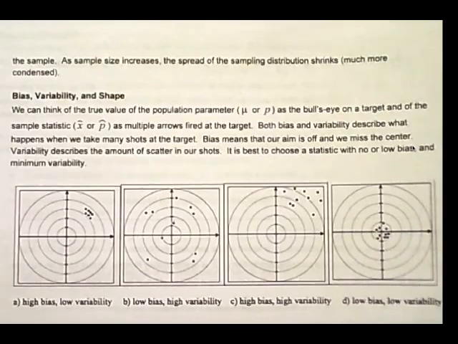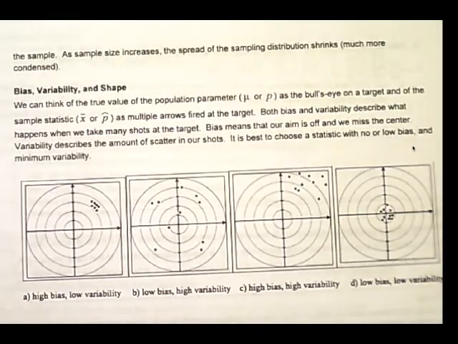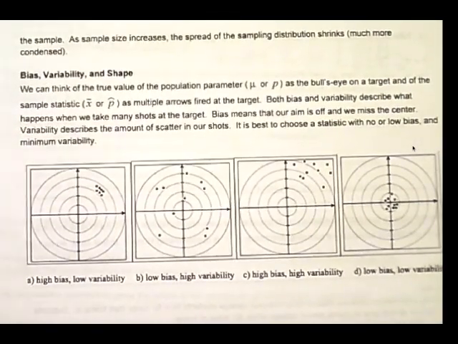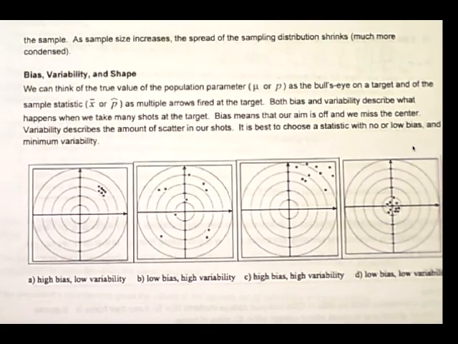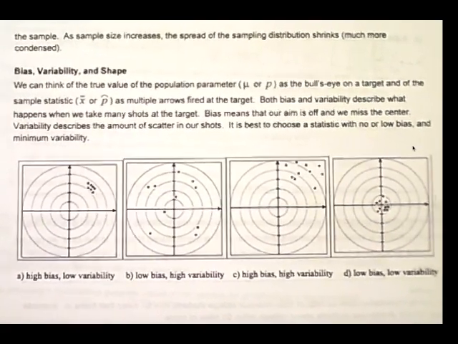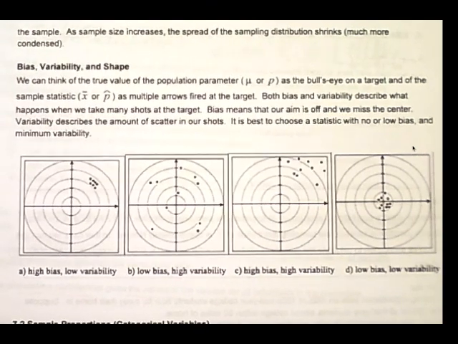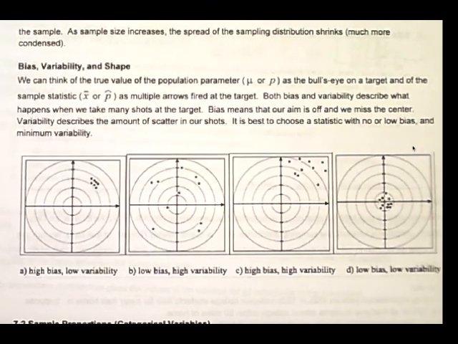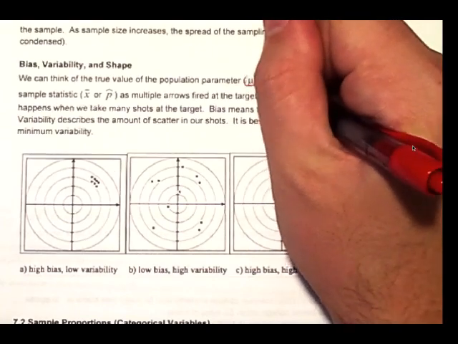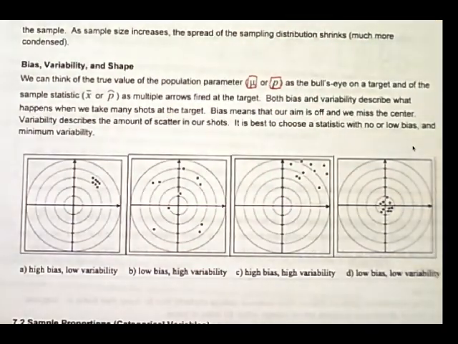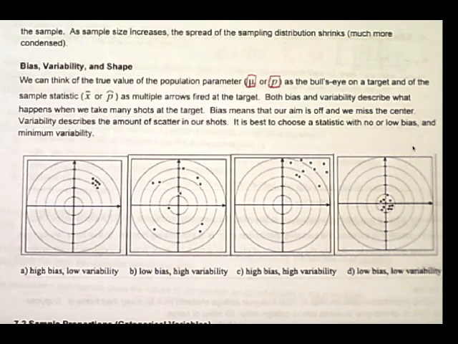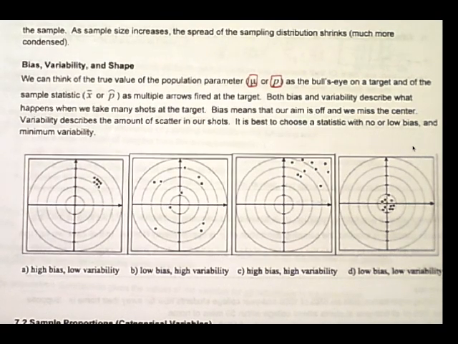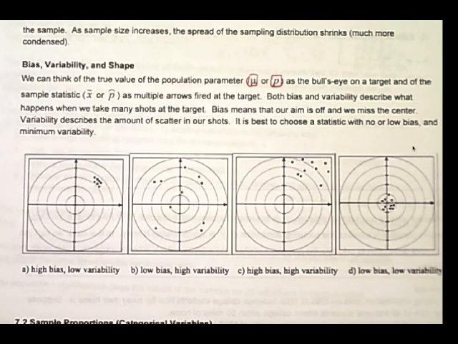Now let's finish off this section of chapter 7. The next part says bias, variability, and shape. It says we can think of the true value of the population parameter, whether we're talking about means or proportions, as the bullseye on a target, and of the sample statistic, x bar or p hat, as multiple arrows fired at the target.